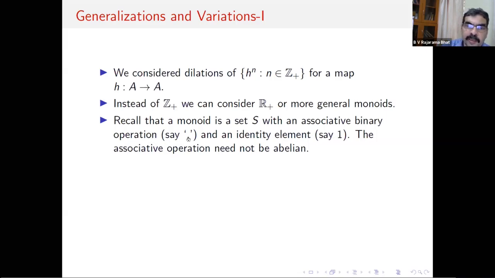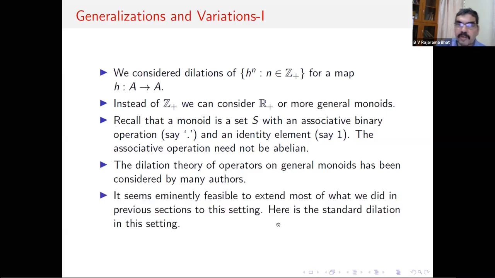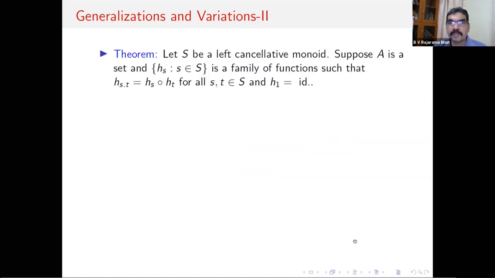I am calling it by multiplicative notation, so the identity is not 0 but 1. The associative operation need not be abelian. So something like R plus or anything else. The derivation theory of operators on these general monoids has been considered by many authors. And whatever we have done for set theory and functions, instead of Z plus, we can do in this kind of general setting. We change the semigroup, and we just do the standard derivation theorem here.